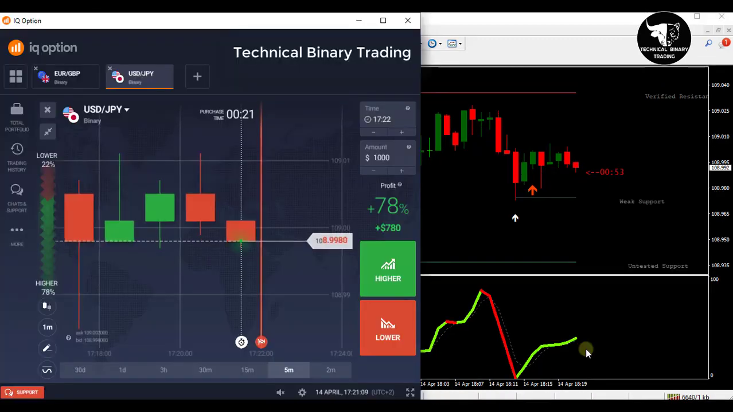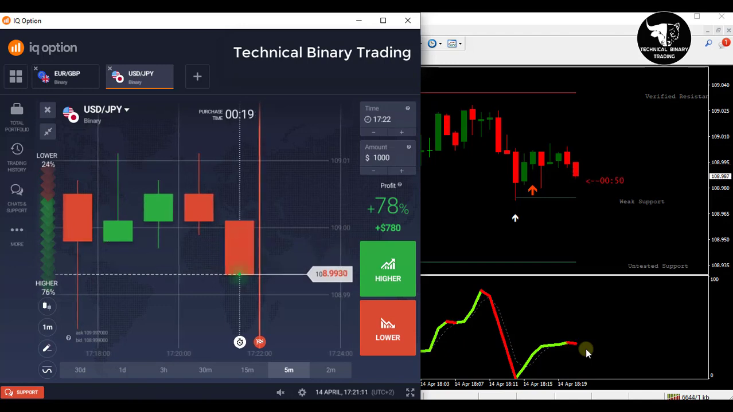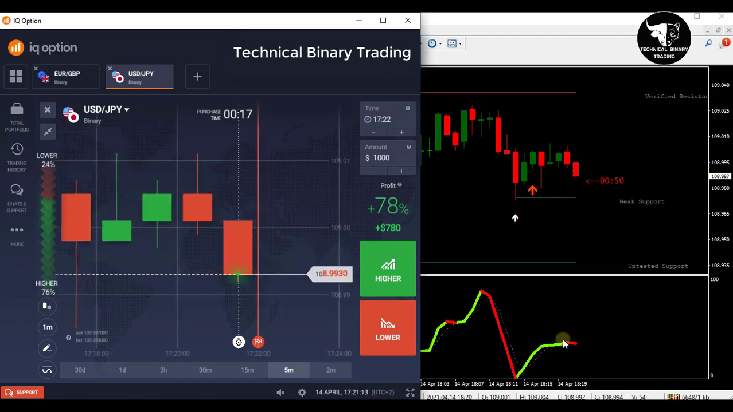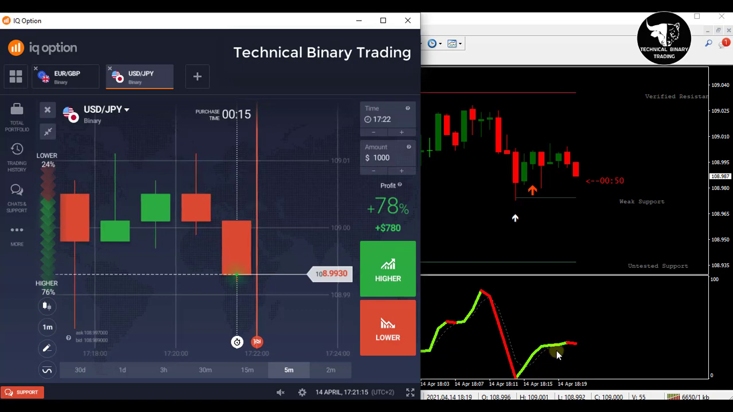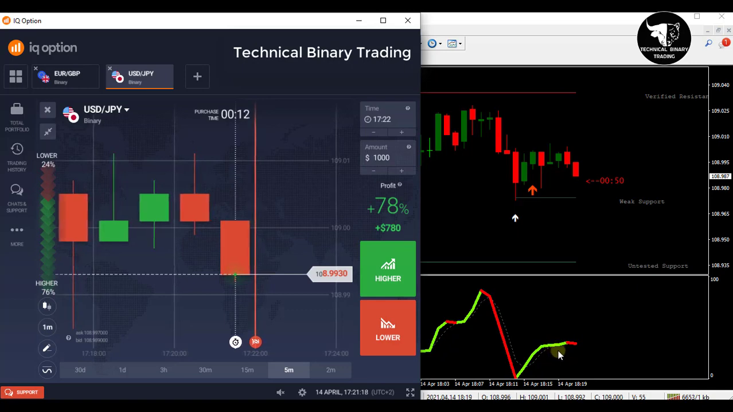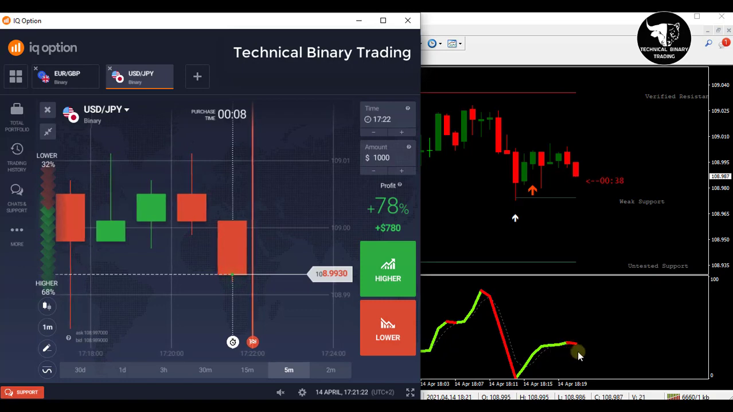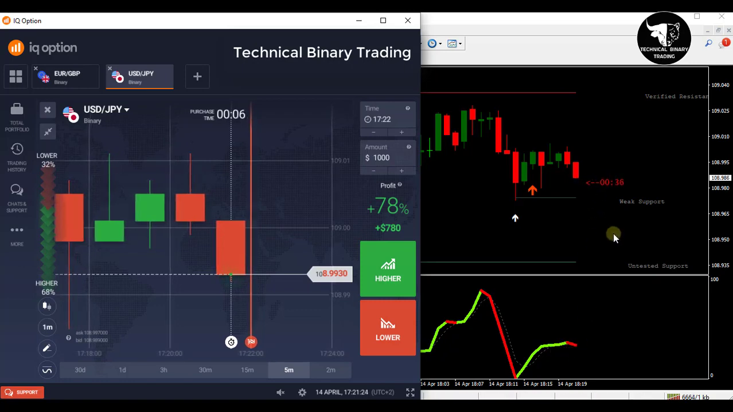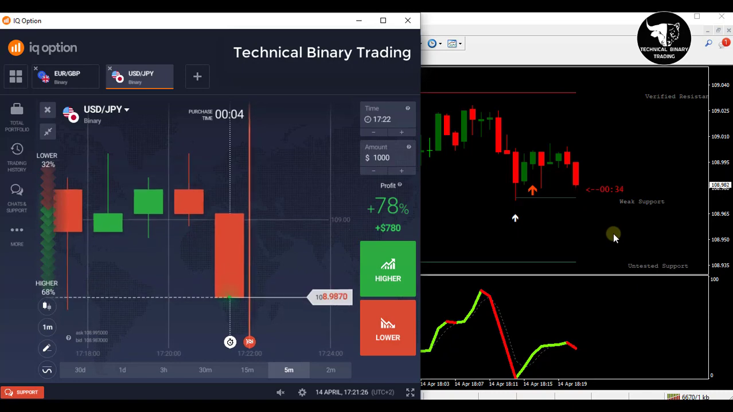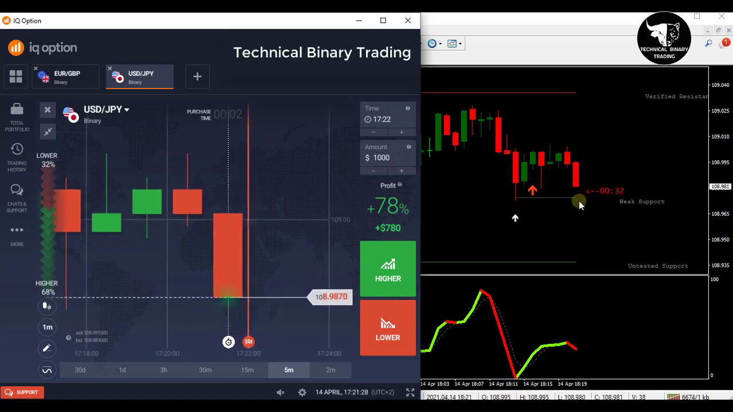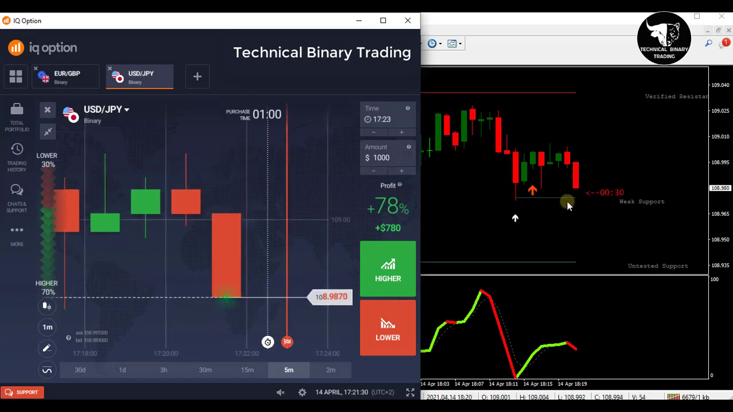Now let's move to the second part of the video, how to take trade on the support and resistance level and on the arrows. See, the stochastic indicator has changed color to red, and red candles are approaching towards the resistance line, and you can see the last arrow appeared on the same level.